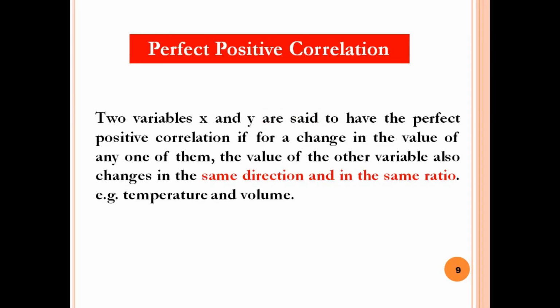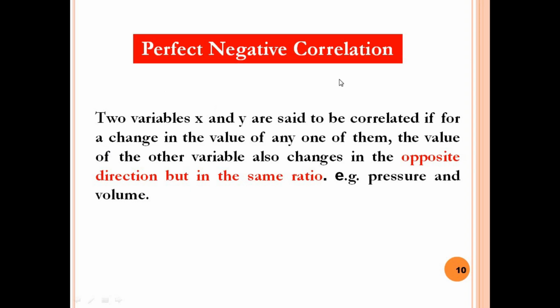Perfect positive correlation. What is this? Two variables x and y are said to have perfect positive correlation if for a change in the value of any one of them, the value of the other variable also changes in the same direction and in the same ratio. For example, temperature and volume. What is perfect positive? In case of positive, only the same direction, but in perfect positive correlation, the same direction and the same ratio. This is called perfect positive correlation.